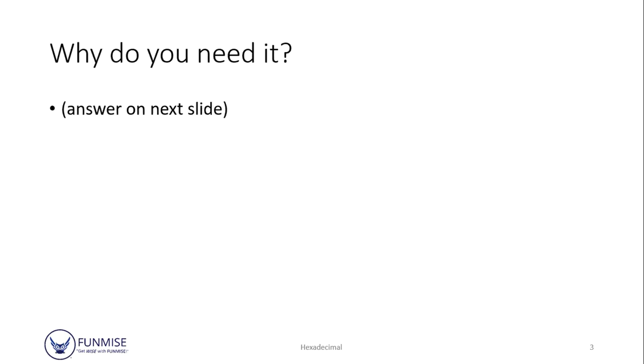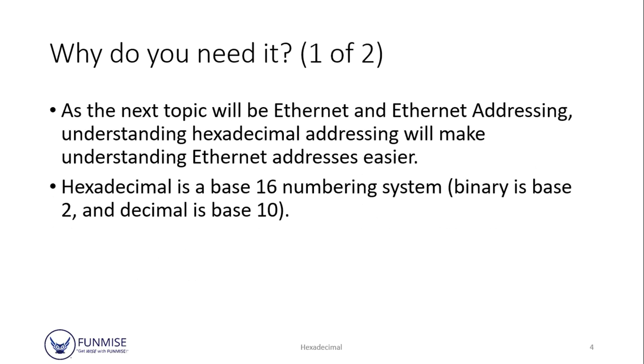Let's get started. Why do we need hexadecimal? Well, in the ordered lessons that we have in this current series, the next topic actually will be Ethernet addressing. Since Ethernet addressing uses hexadecimal, it would be useful to understand hexadecimal numbers for that purpose. Also, it's useful from the point of view of understanding different number bases. We use binary base 2 and decimal base 10, as we revealed in the prior lesson, but now this lesson will introduce hexadecimal, which is a base 16 numbering system.